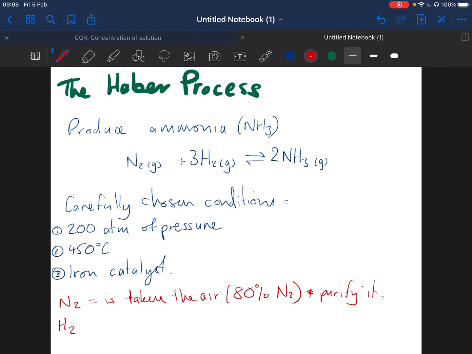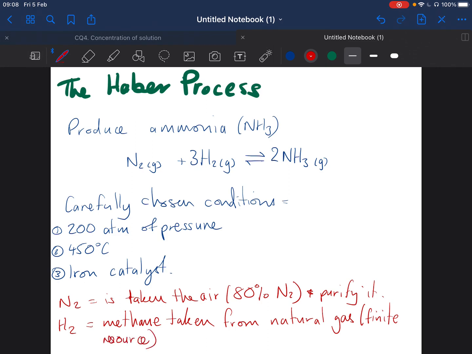We get our hydrogen from methane, which is taken from natural gas. Now we've got a problem with this because natural gas is a finite resource. And so eventually this will run out, which is going to increase the cost of this process as hydrogen comes from that. And we react it with oxygen to create the hydrogen gas and then use it that way.